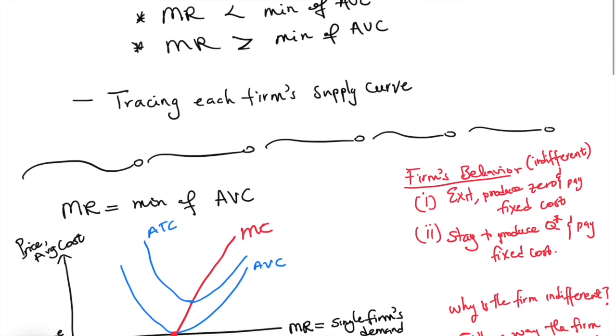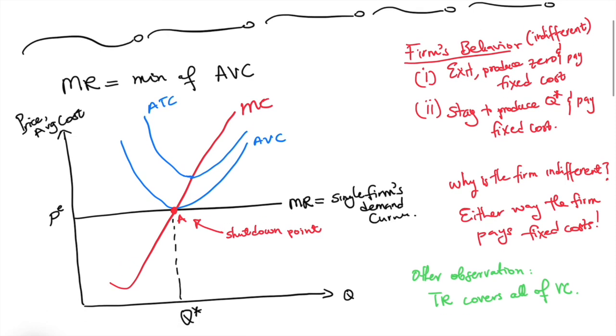Okay, let's jump in. So just looking at the first case, marginal revenue is at the minimum of the average variable cost. Remember, we first want to look at the intersection of the marginal cost curve and the marginal revenue curve, right? We see where they intersect. Let's call that point A. That gives us the profit maximizing quantity for the perfectly competitive single firm.